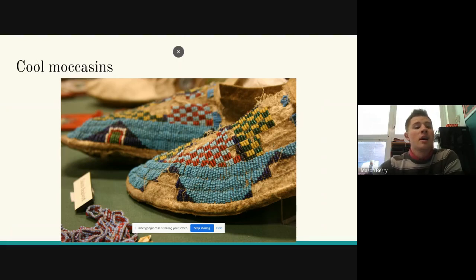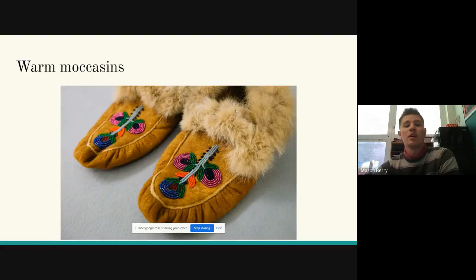Now, I titled them cool moccasins because they look very thin. You look over here, you can kind of see the side of it. It looks like a very thin moccasin that Native Americans would have used in the summer when it was really hot. The next moccasins, however, I titled warm moccasins because if you look, they are covered with fur. These would be more of a style that they would have worn in the winter to help keep their feet warm, much like we wear snow boots today when you go out and play in the snow.